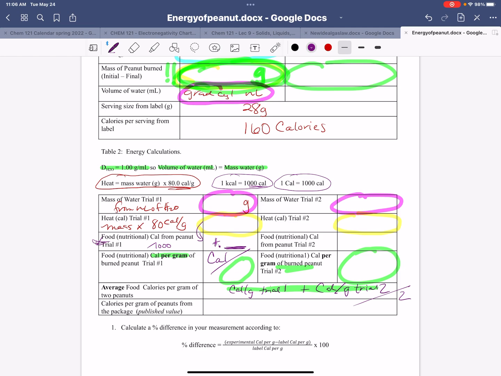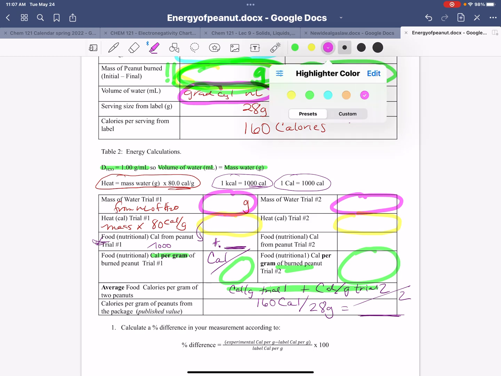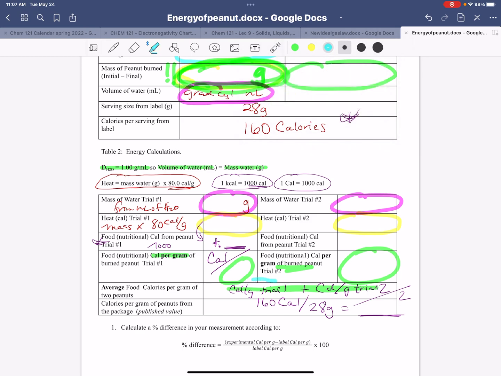When you go to get your calories per gram from the label, again we want 160 calories per 28 grams of peanut. We'll get this value, and we're hoping that when we compare this average value to this calculated value from the label, they'll be fairly close.